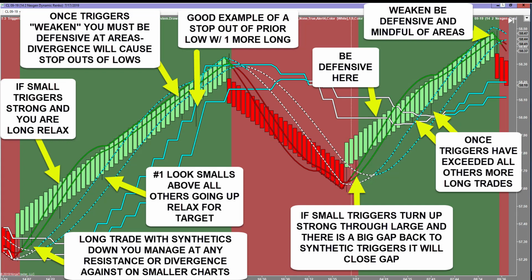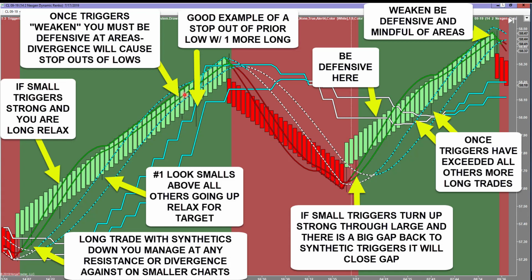I wanted to really drive home the point of looking at your triggers. When the small triggers are crossed up and transitioning, you will do a long trade, period. If the small triggers are really strong and way above the other triggers, you can relax. You're going to do a long trade. Again, this is repeated with number one looks. And then look up here at the top. See where my pointer is? You're going to do a trend trade here. I promise you, you're going to get a trend trade.